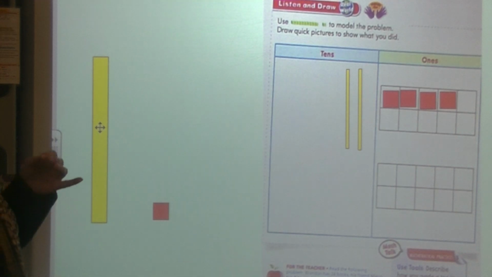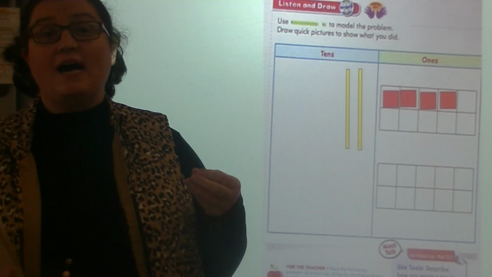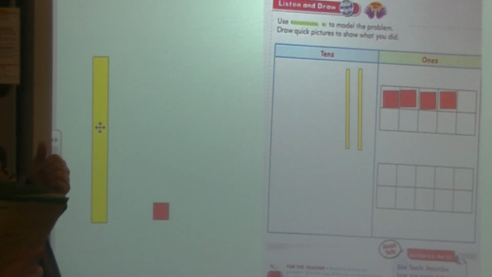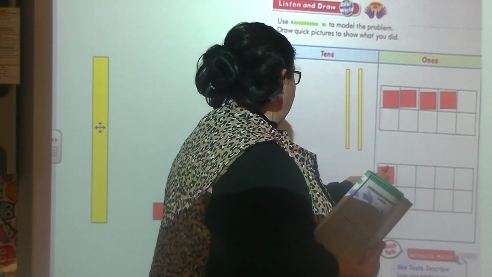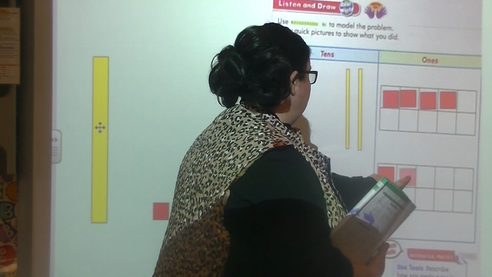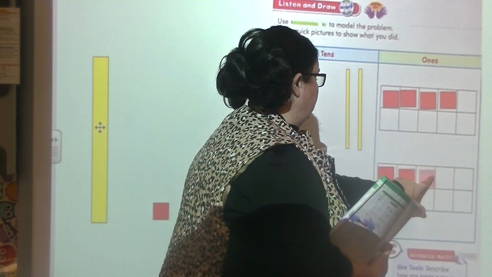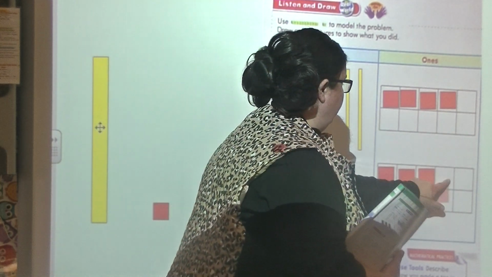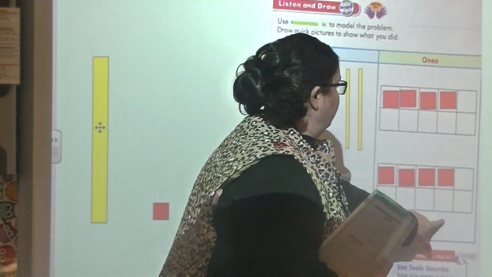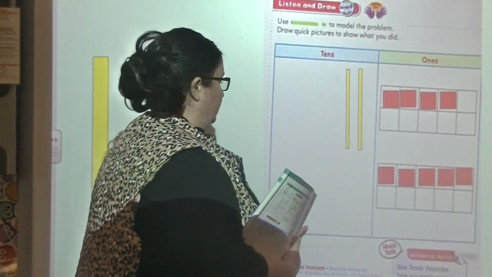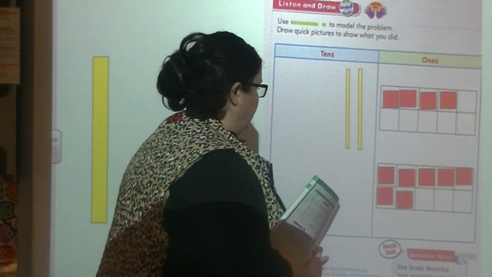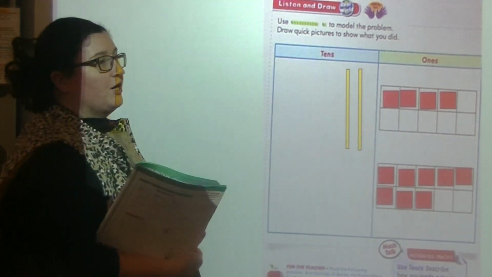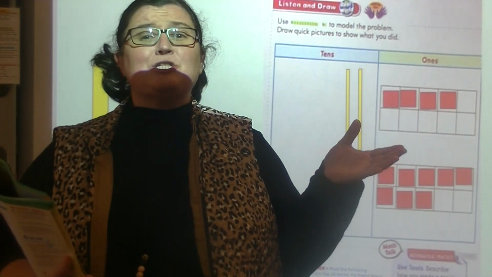Now, his friend Mario has 8 books. How do I show 8? I need 8 ones. So help me count. 1, 2, 3, 4, 5, 6, 7, 8. Now my question says, how many books do they have?